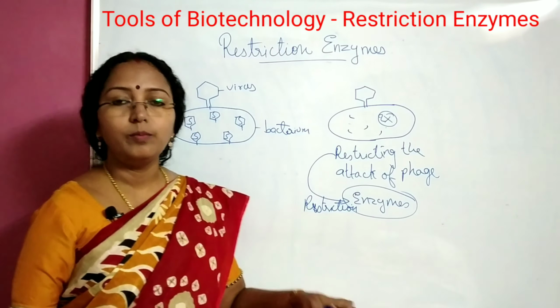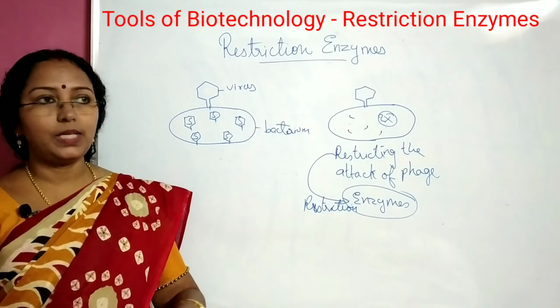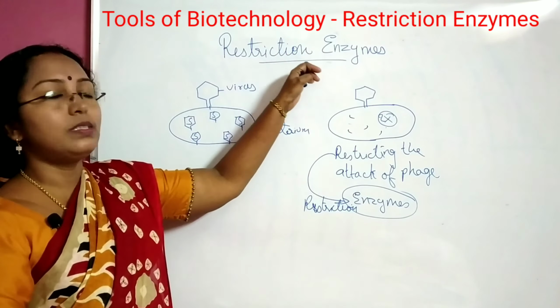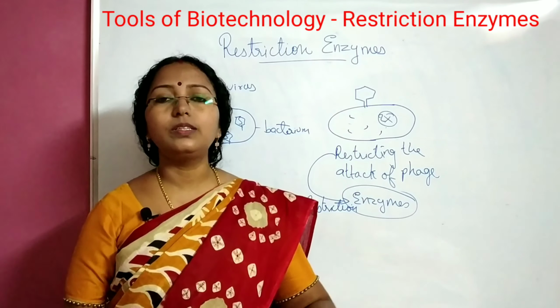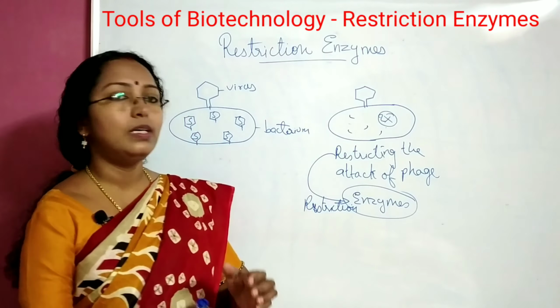Restriction enzymes, because they restricted the entry. That's how it was termed restriction enzyme. But truly its name was very clear for its function also, because it is cutting, it is doing the process at restricted sites. So restriction enzymes are those enzymes which cut DNA molecules at specific sites.